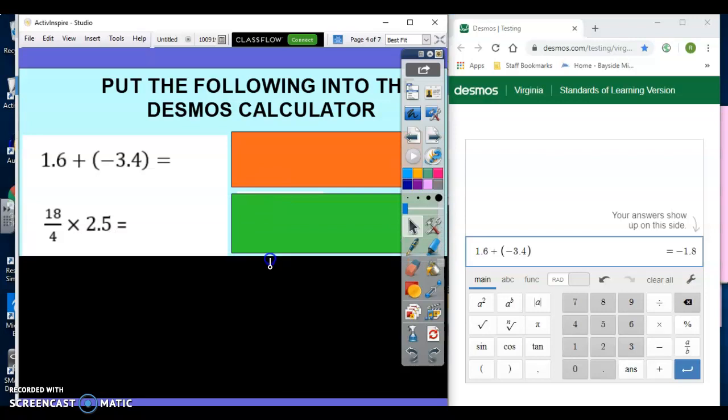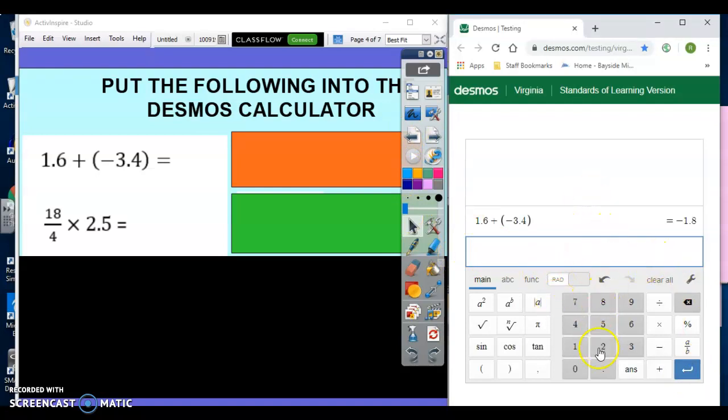All right, the next problem we're going to type in is 18 divided by 4 times 2.5. So there's a couple things you can do here. If you want to keep this up, you can. If you want to keep it up, you just hit this little arrow here and it gives you a new line to work on.